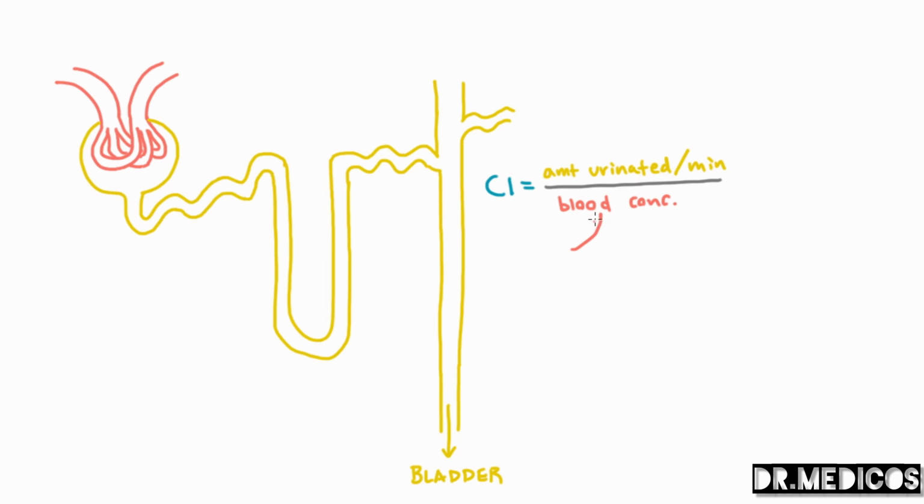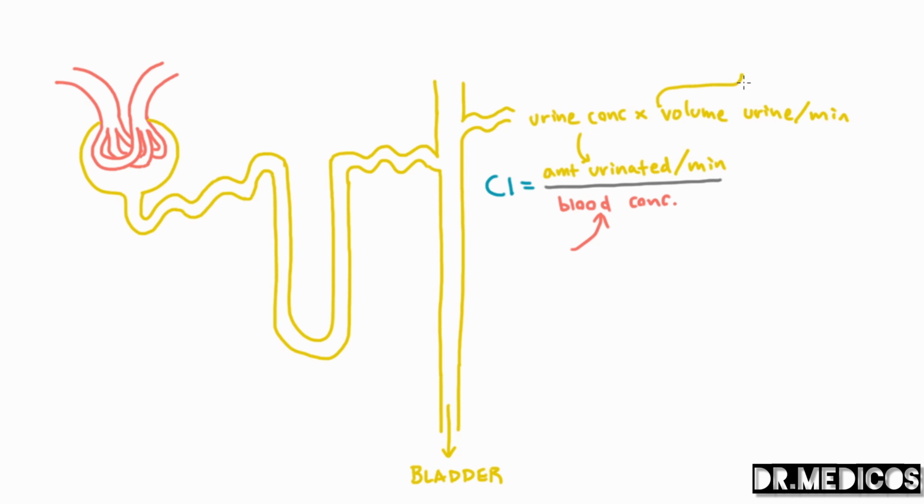And so how would you get the blood concentration? Well, you would just take a blood sample and measure the concentration. And how would you measure the amount urinated per minute of some substance? Well, the key is to realize that that is equal to the concentration of that substance in the urine times the volume of urine that you produce per minute.